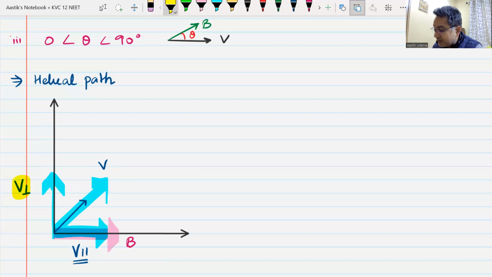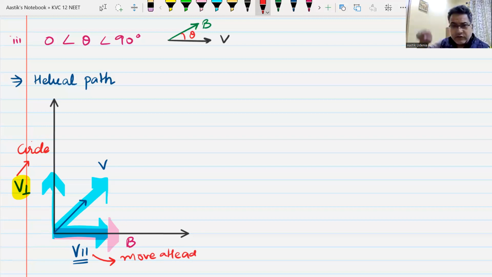Because of this component, it will move in a circle. Because of this component, it will move ahead. So, it will move in a circle and it will move ahead.